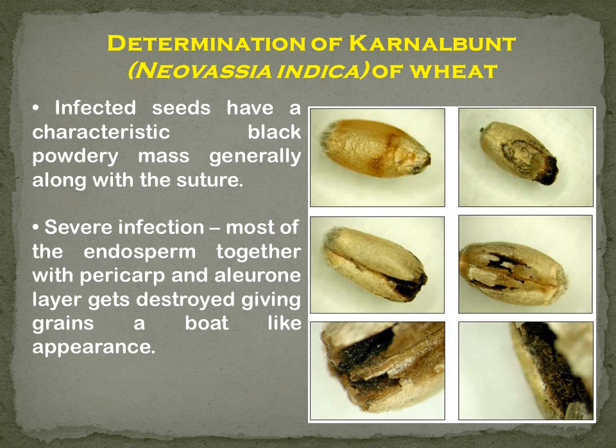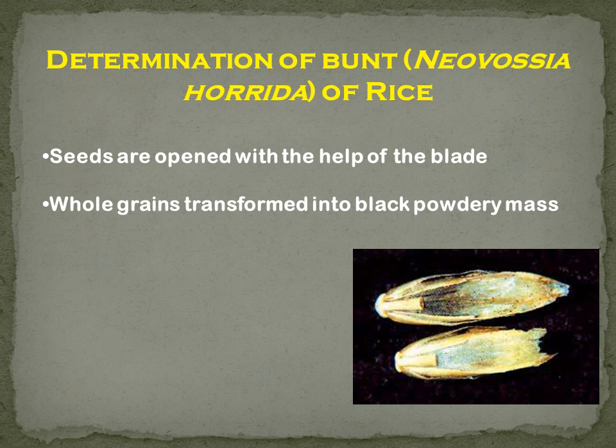There are many different diseases, like in wheat. In the case of kernel bunt, which is a very important disease, a black powdery mass will form in the seeds. In the case of bunt of rice, again, seeds are opened with the help of a blade and you see whole grains transformed into a black powdery mass. From the outside, from the morphological part, you are not going to see it, but when you open it, you will see the black powdery mass.